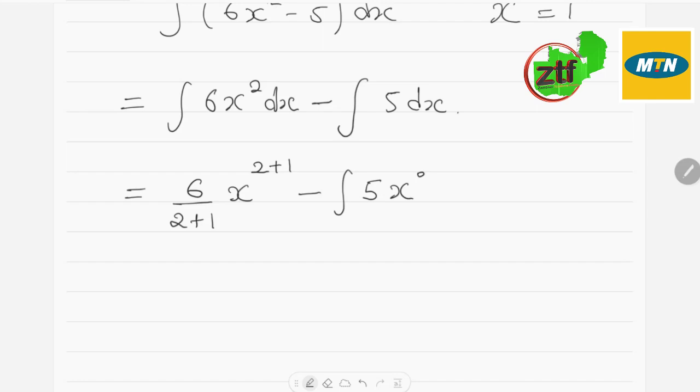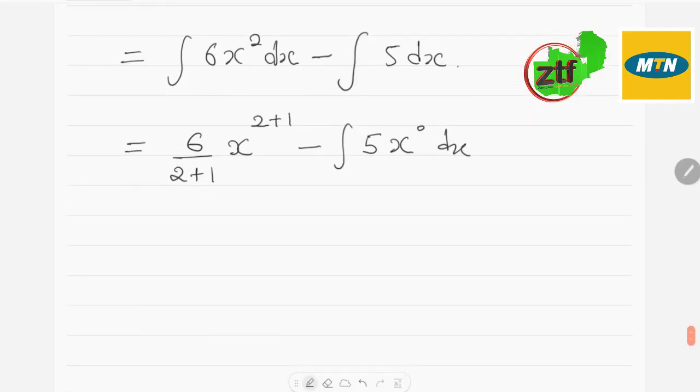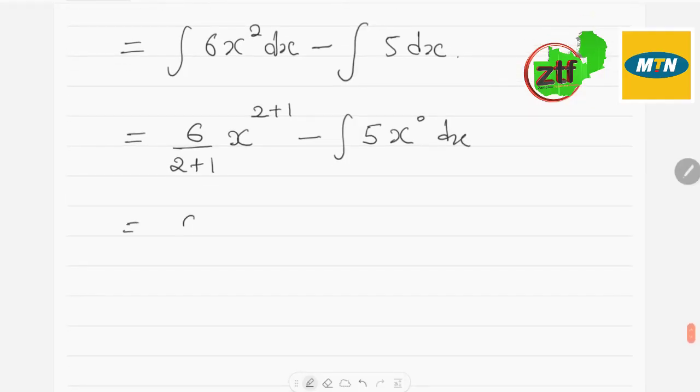This x is a 1 because any number raised to the power 0 gives you 1. So we have the x. Now, I will use the same method. So we'll have 6 over 3 plus 1, multiplied by x raised to the power 3, minus. Now, integrating the function 5x raised to the power 0, I will say 5 over the power, which is 0 plus 1, then x to the power 0 plus 1, then plus the constant of integration.